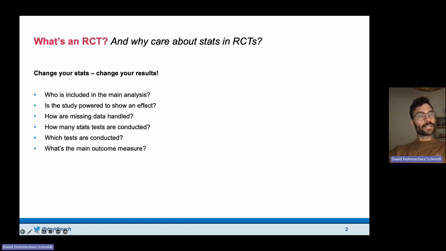Then related to data, but also related, and there's always this overlap, to general methods of the trial, is the question of what's your primary outcome measure? What's the main thing you want to measure? And then test that in your statistical analyses.